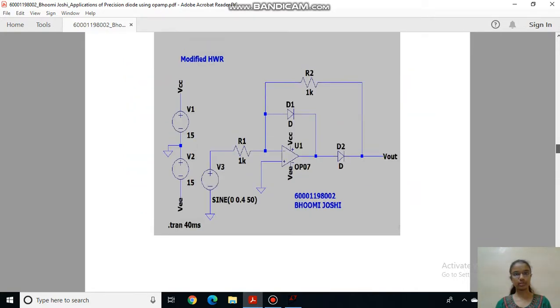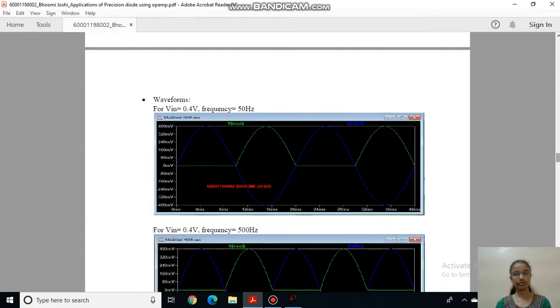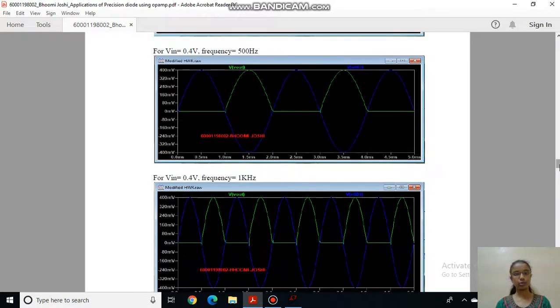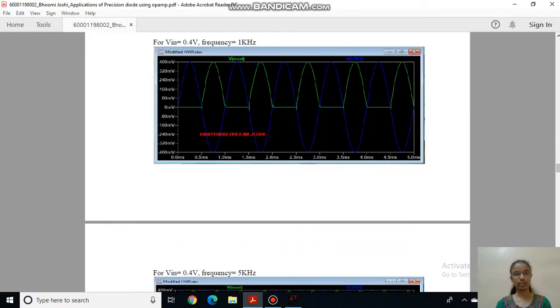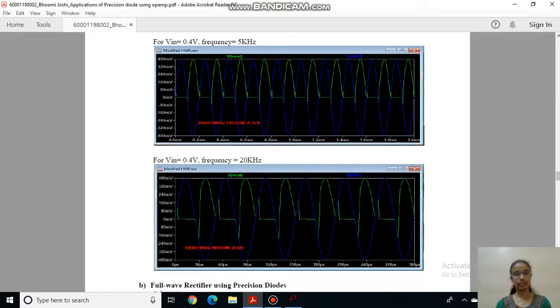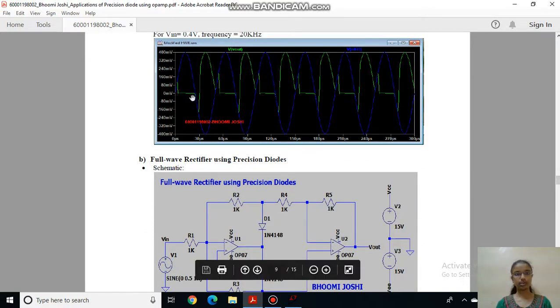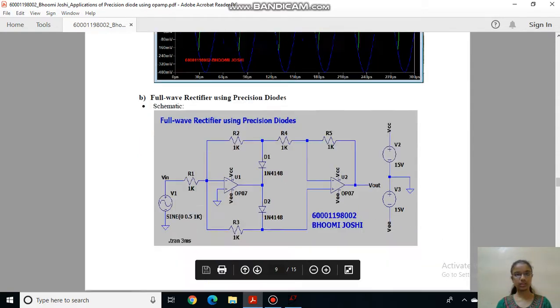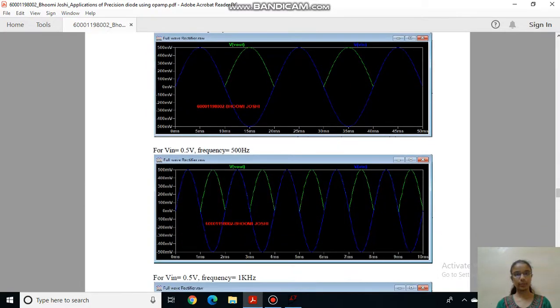This is my modified half wave circuit, as we have already seen. This is my output waveform for 50 Hz. This is my output waveform for 500 Hz. We have already seen this output. This is my output waveform for 1 kHz, for 5 kHz, and at the end for 20 kHz, my output is distorted. So now let us see the full wave rectifier for various frequencies.